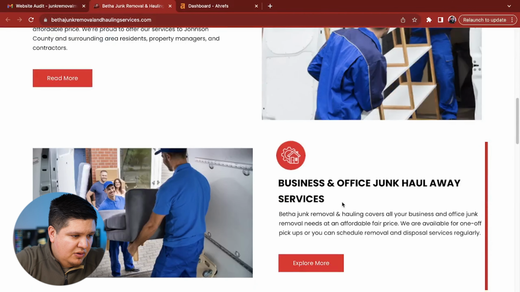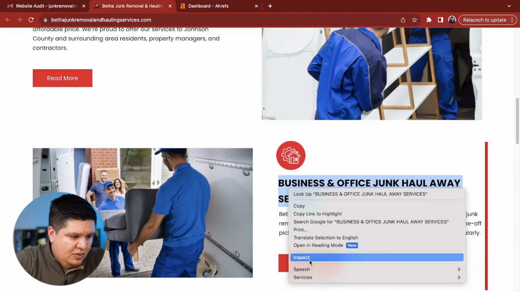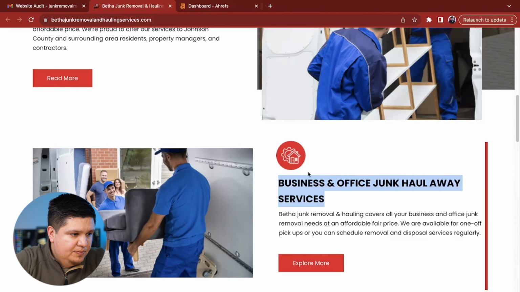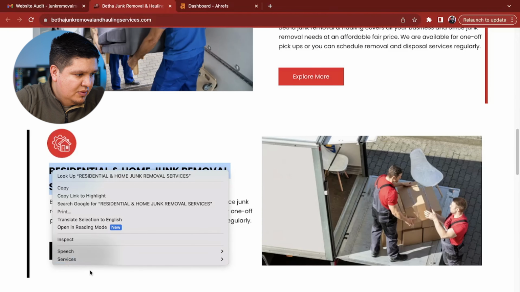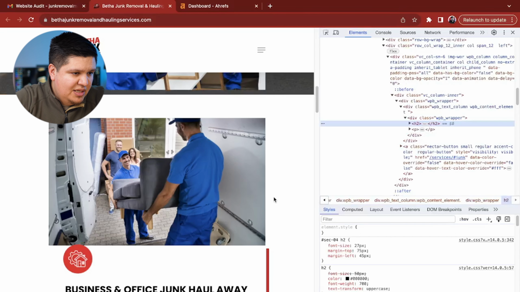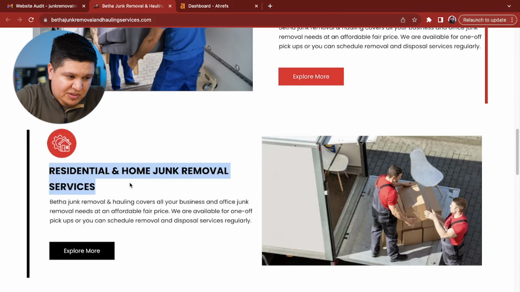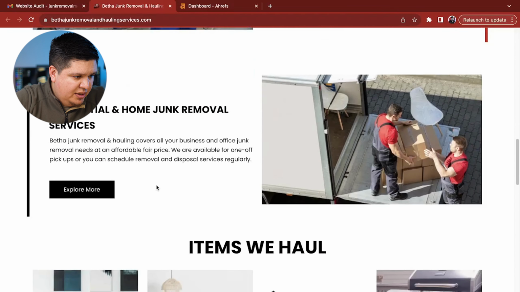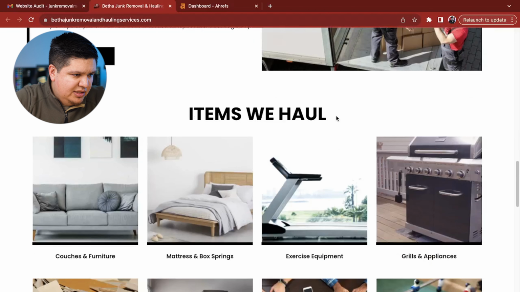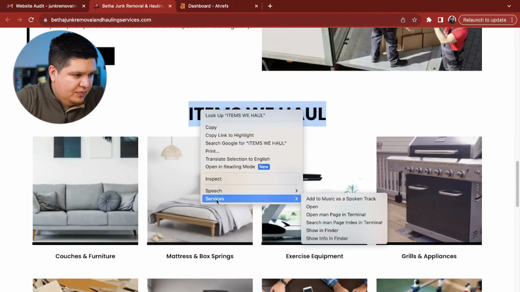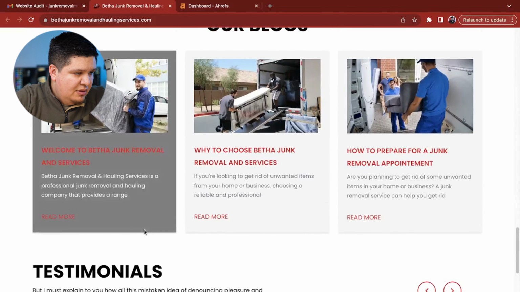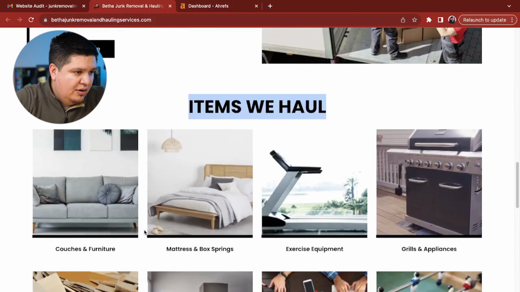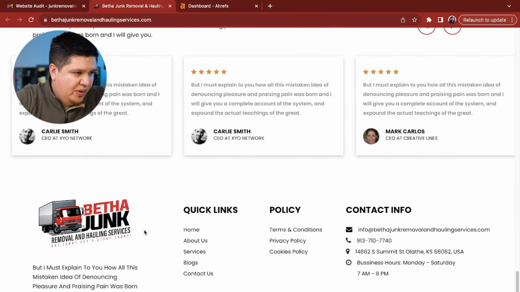And I bet you this is also an H2 tag. Yep, it's also H2. And I'm guessing these are also H2. And the problem with these is that nobody's looking for this because it's not branded to a specific city. So you're just trying to rank nationwide. And then this is scary too, items we haul. It's also H2. So the problem here is that their H tags are not done right, and they have no H1 tag.